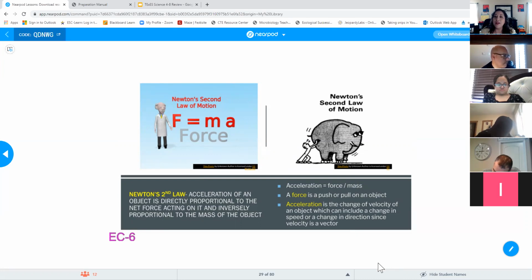If I'm on a merry-go-round, for example, once it starts up and I'm going around, my acceleration is always changing because I keep turning. I'm not going in one straight direction, even if I'm going at the same speed.